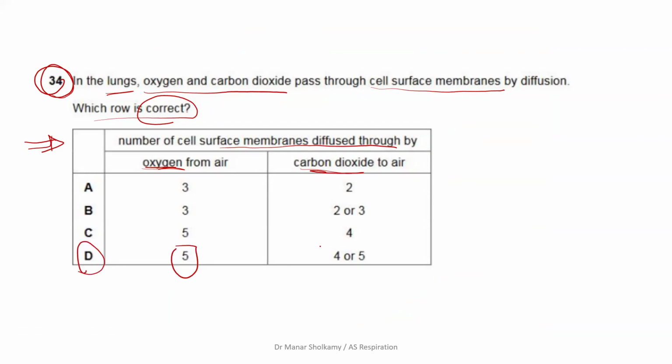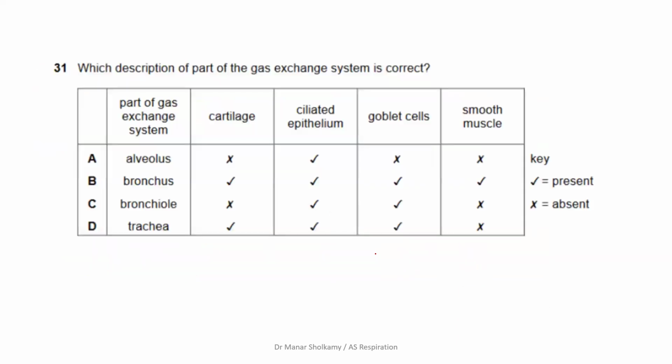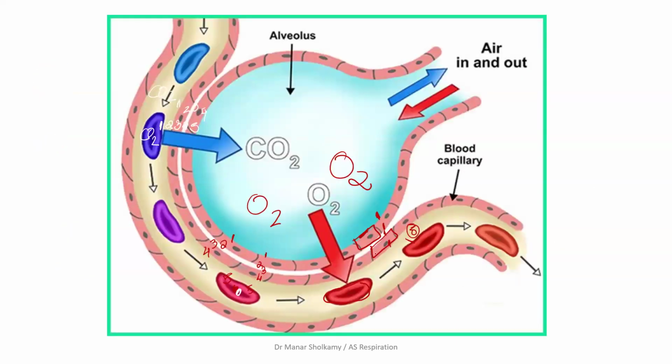Why carbon dioxide to the air? Why is it 4 or 5? Look at C or D. C or D are very confusing because they're very close. It's 5 each time for oxygen, but for carbon dioxide, once it's 4 only, and once it's 4 or 5. And the answer is D. Can you explain why carbon dioxide can cross 4 or 5 cell membranes?